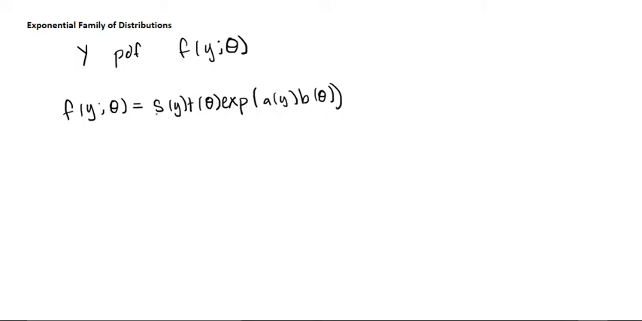Just a quick note, when I write s of y or t of theta, I'm considering this as a function of y or a function of theta. So s of y would be a single function of y, t of theta would be a single function of theta, a of y is a function of y, b of theta is a function of theta. Also, just a side note, exp of a is equal to e to the a. It's just a shorthand a lot of statisticians use. So if your distribution can be written in this form, it's considered part of the exponential family.